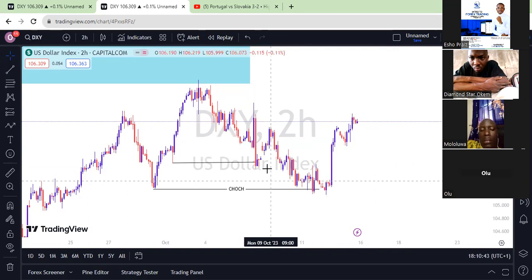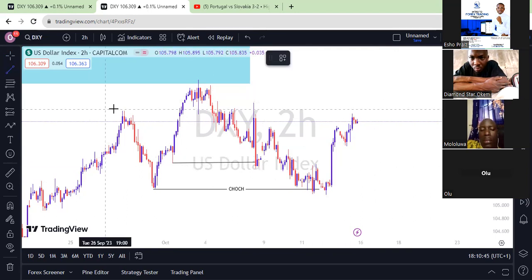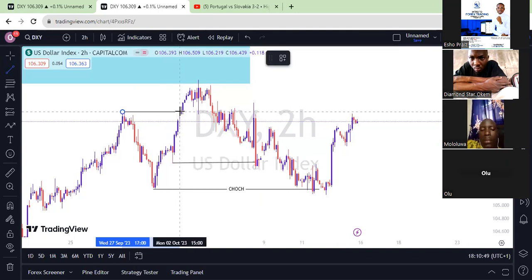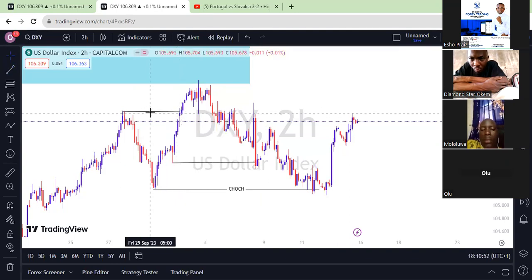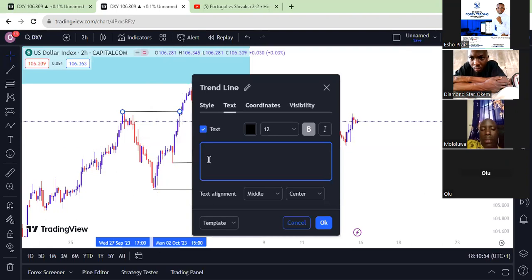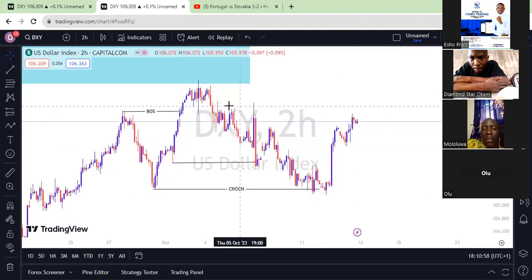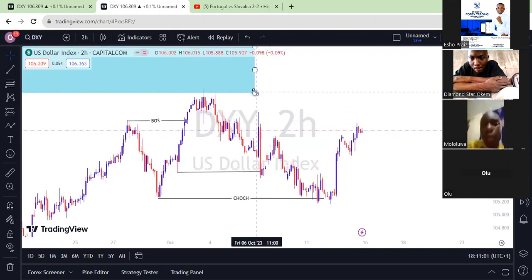So I can easily tag this one as my break of structure to the upside. That's our break of structure, BOS. Just make sure your chart is neat. That's our break of structure. But right now, if you check very well, you will see that.